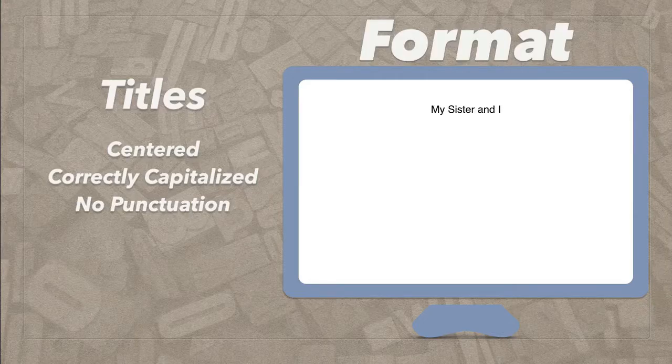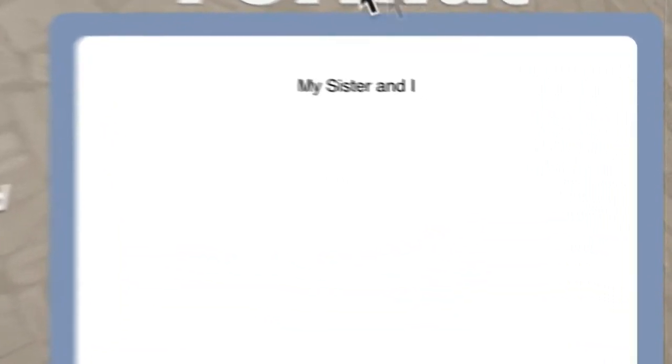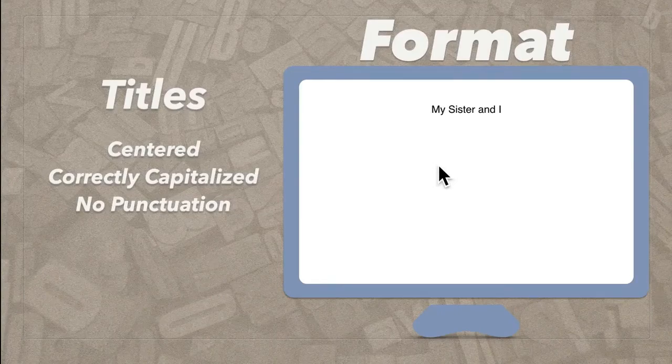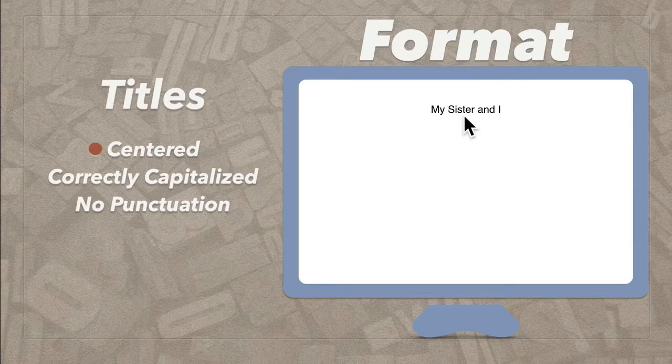A correct title needs 3 things. Here we have My Sister and I, and it's correct. Number 1, it needs to be centered. Notice it's at the top of the page, in the middle or the center of the screen. Great. Next, it needs to be correctly capitalized.